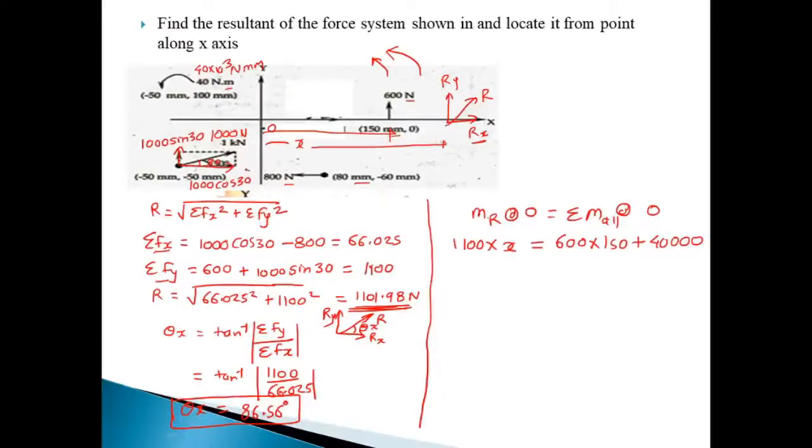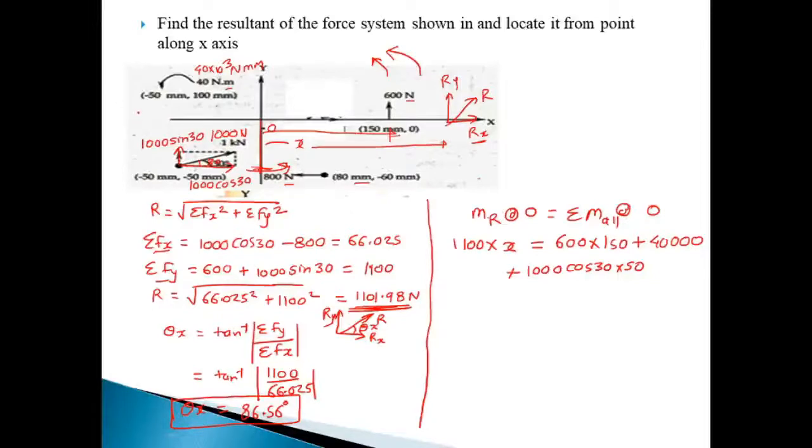Next, the moment due to this x component. Due to the x component, the object will rotate in the anti-clockwise direction. So the moment due to the x component is 1000 cos 30 into a distance. This is the perpendicular distance, and this distance is 50 mm. The rotation is in the anti-clockwise direction, so we consider it as positive.